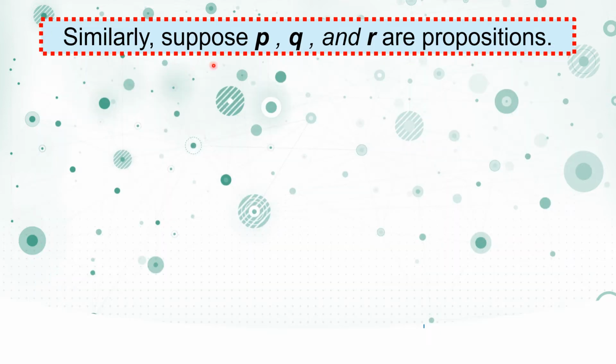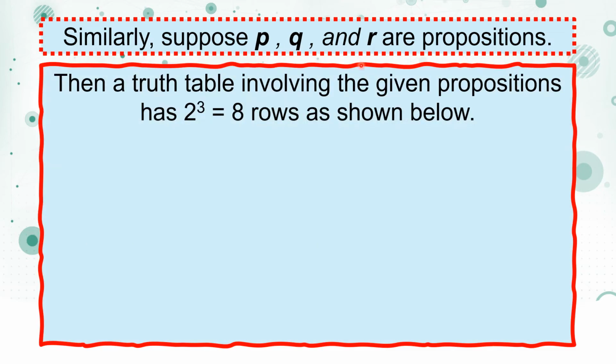Similarly, suppose P, Q, and R are propositions. So, paano natin maipapakita o gagawin ang truth tables nitong ating propositions na P, Q, and R? Then, a truth table involving the given propositions has 2 raised to 3 or 2 cubed equals 8 rows. So, yung truth table ng ating P, Q, and R have 8 rows.